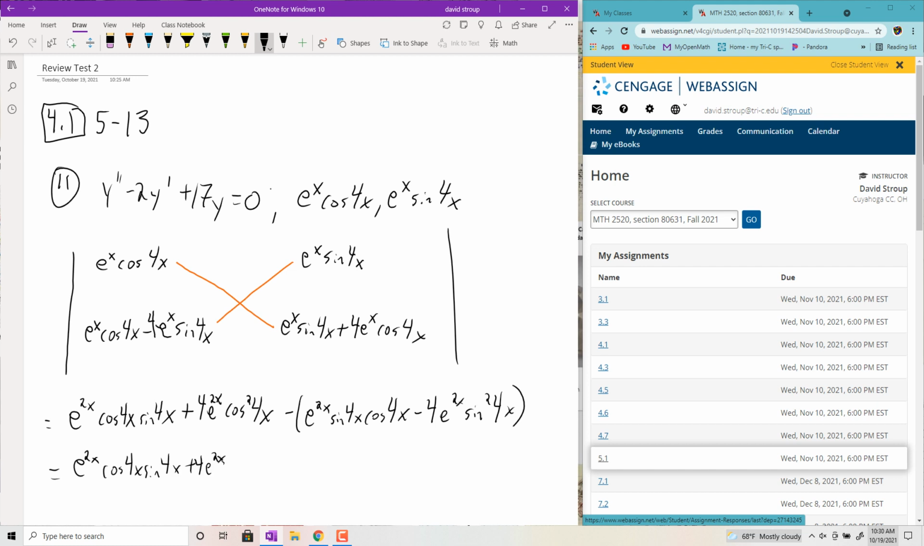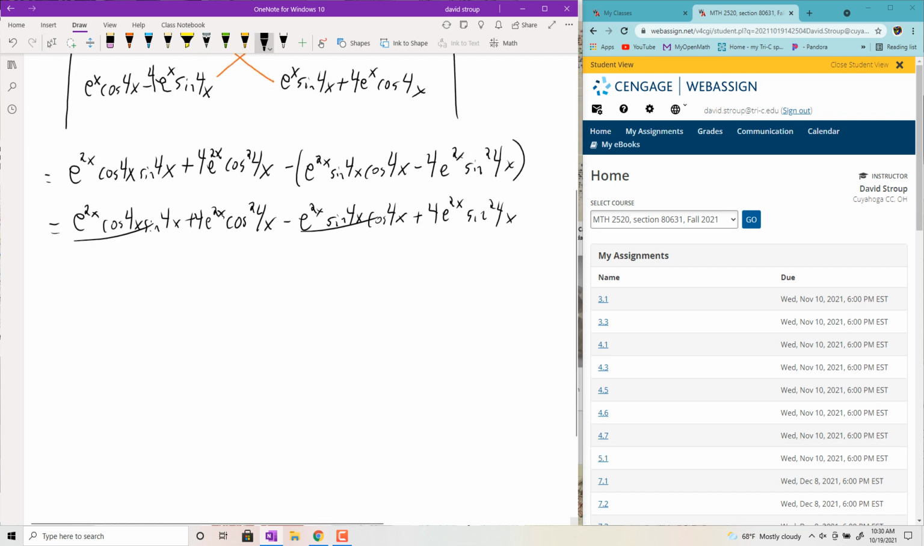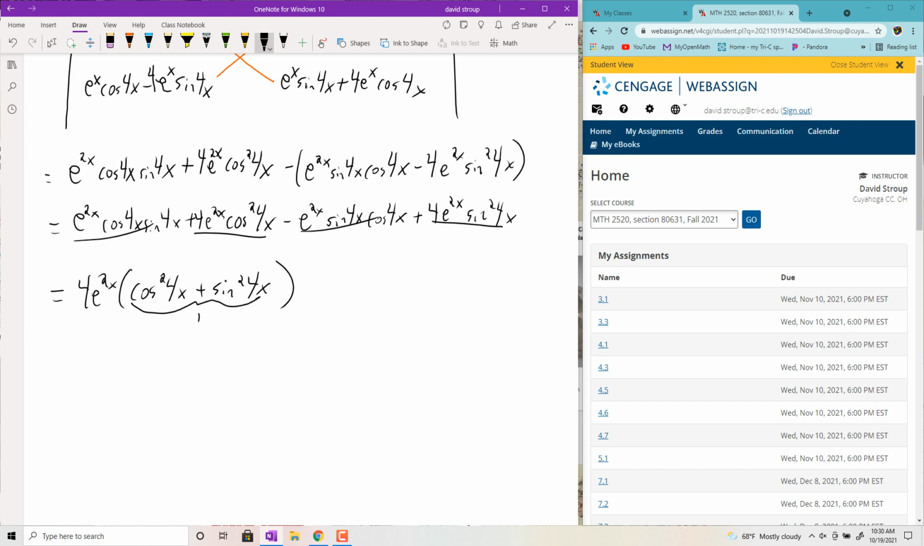You want to simplify this, don't just jump to the conclusion. So it looks like this guy and this guy will cancel each other, leaving us with a sum of squares. We can factor 4e to the 2x out of those last two terms. And then you're left with cosine squared 4x plus sine squared 4x, which we all know from the Pythagorean identities is equal to 1. So we just end up with 4e to the 2x.